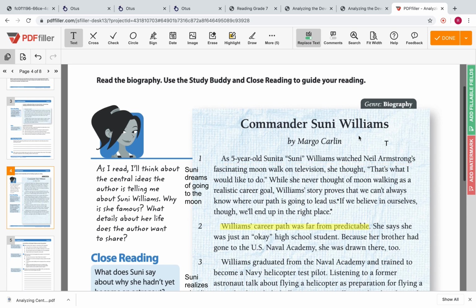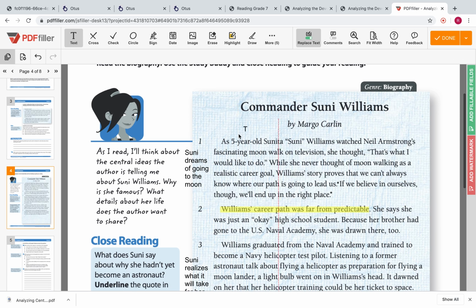All right, so we always want to determine the genre. It is biography, which is an account about a person written by another person. So don't confuse it with autobiography. An autobiography is when one person writes about their own life. A biography is when someone else writes an account of someone else's life.